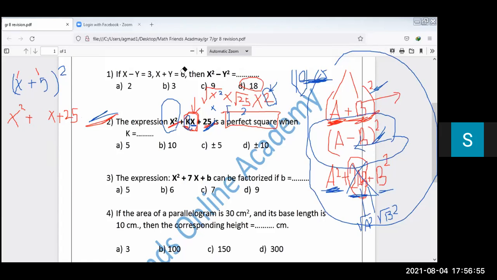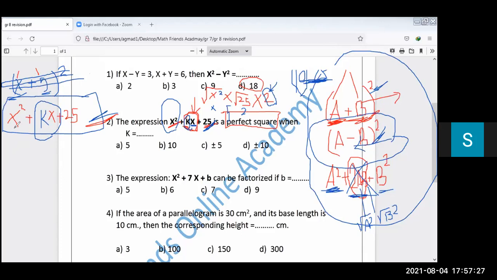How can we bring it now? We know that if I need to bring the middle term, you said: first times second times 2. But I don't have this in my question. I have only this equation. What will I do? I don't have x, I don't have 5.